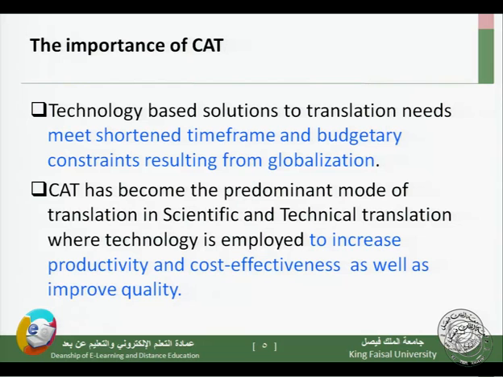That's why CAT has become the predominant mode of translation, especially in scientific and technical translation, where technology is used. Why? To increase productivity and cost effectiveness, as well as improve quality. So we are using CAT technology because we want to produce more quickly. We want to make the cost less, and at the same time we want to improve quality. That's why CAT is becoming important now. All right?